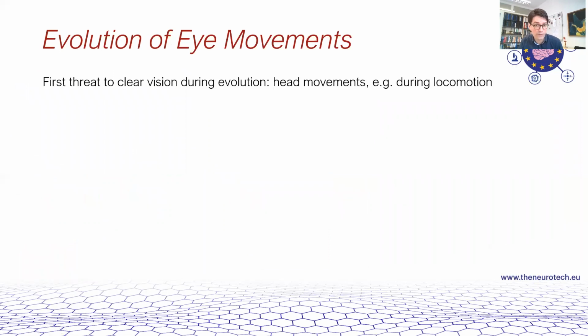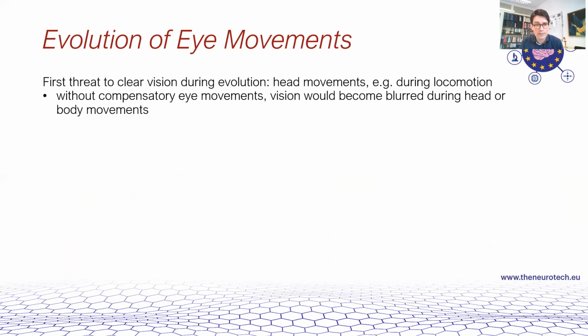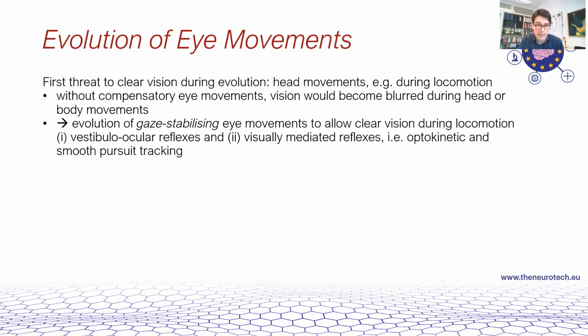In terms of the evolution, the first threat to clear vision, however, were head movements, for example, during locomotion. Without the ability to use compensatory eye movements, vision would become blurred every time we move our heads or bodies. A solution to this problem was the evolution of gaze stabilizing eye movements that allow clear vision during locomotion. There are vestibulo-ocular reflexes, very fast, rapid movements that compensate short and rapid body or head movements.